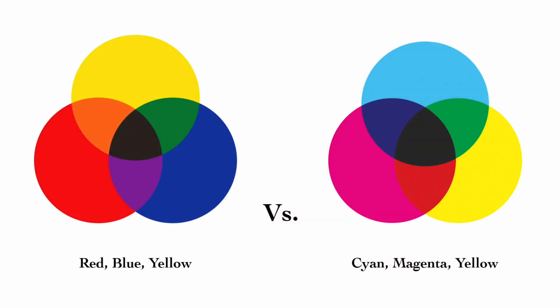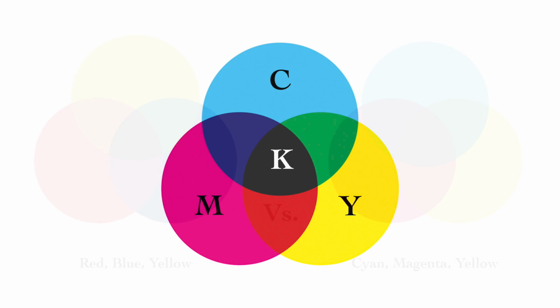A more accurate set of primary colors would be cyan, magenta, and yellow. These are known as the process colors, process blue, process red, and process yellow, as used in commercial printing. They are also referred to as CMYK, with K representing black.